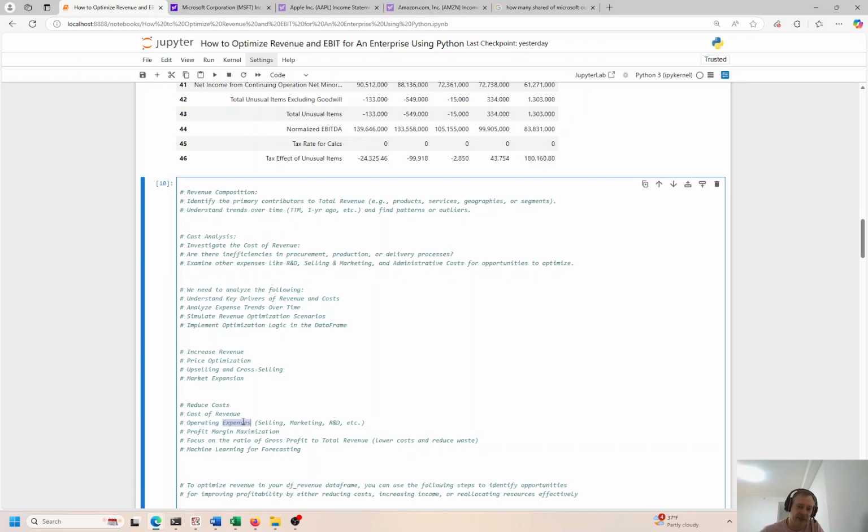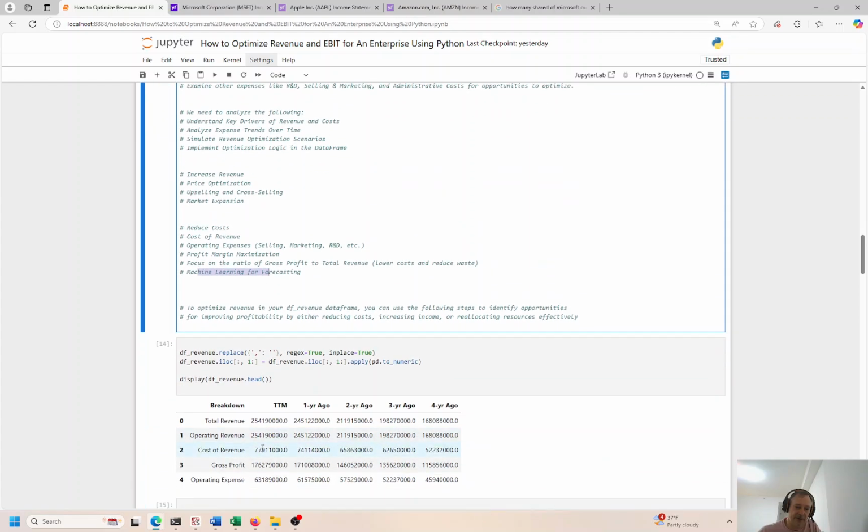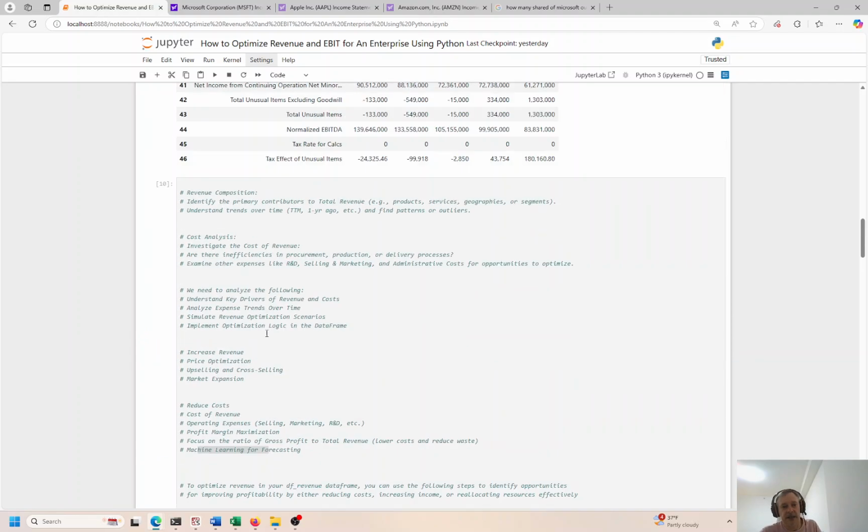So we want to understand operating expenses, selling, marketing, research and development, profitability, profit margins. We want to maximize these, right? Focus on ratios of gross profits to total revenue, right? And any kind of machine learning that we can leverage for this type of analysis is going to be beneficial too, right? So I'm going to go ahead and clean up this data frame.